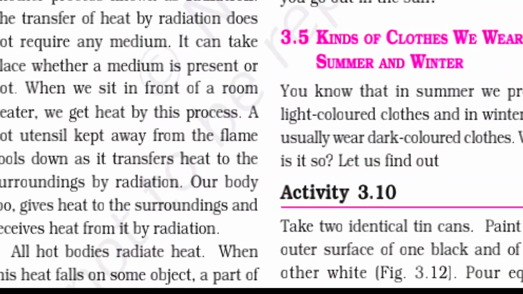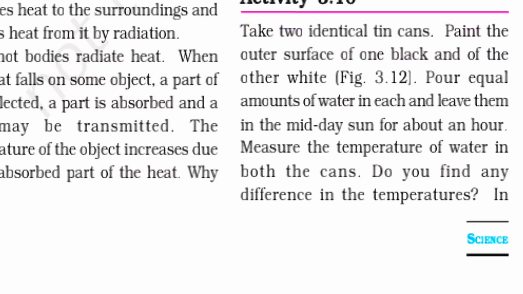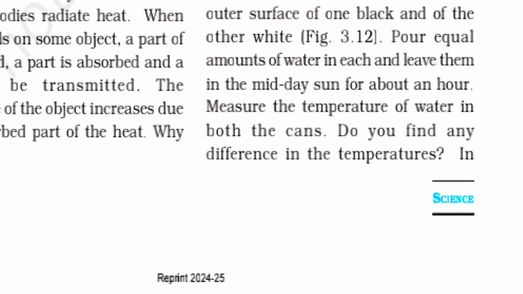Why are you advised to use an umbrella when you go out in the sun? Kinds of clothes we wear in summer and winter. We know that in summer we prefer light colored clothes and in winter we usually wear dark colored clothes. Why is it so? Let us find out. Activity 3.10. Take two identical tin cans, paint the outer surface of one black and the other white. Pour equal amounts of water in each and leave them in the midday sun for about an hour. Measure the temperature of water in both the cans. Do you find any difference in the temperature?